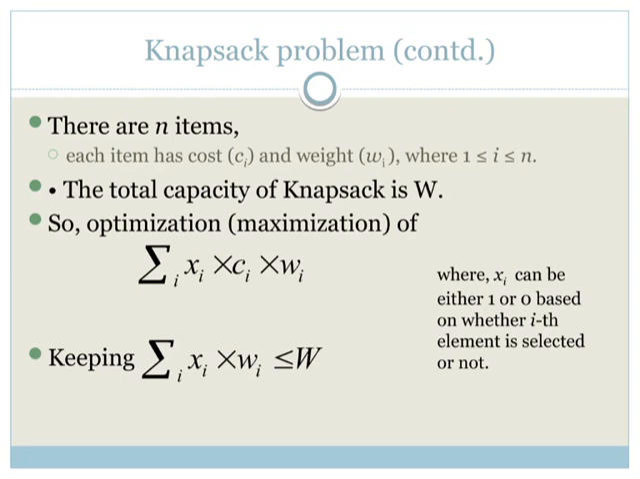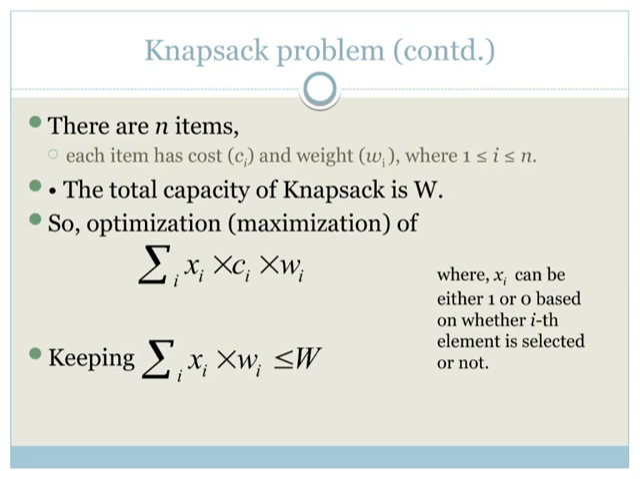Suppose you have n different items that may or might not be placed in the bag depending on the total size of the bag. So each item has a cost, suppose Ci. So the item cost is Ci, and for that particular item the weight is Wi, where this i value varies from 1 to n, and the total capacity of this bag is W.